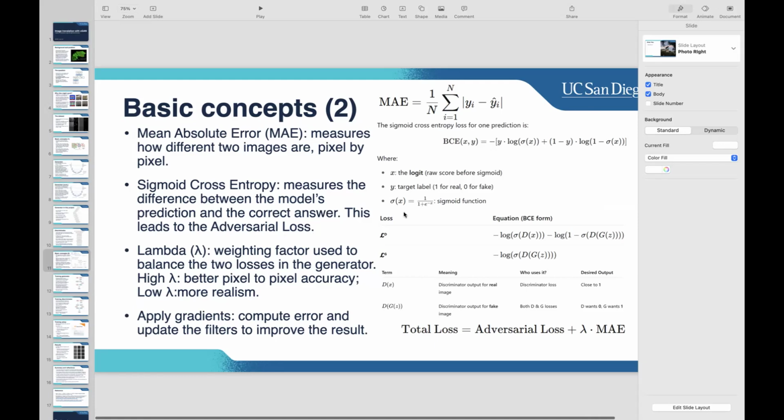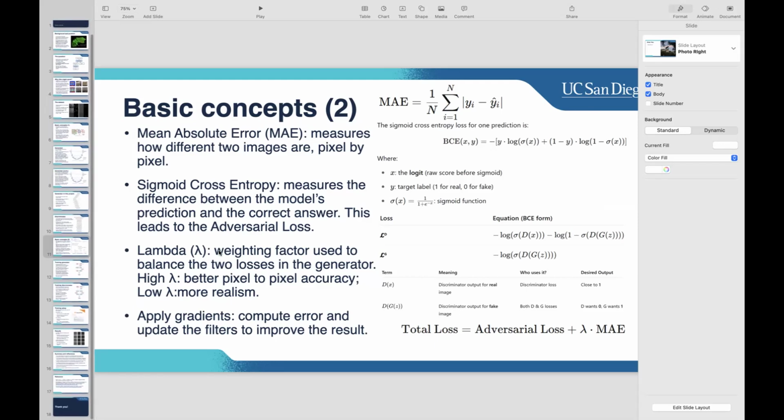So this is a loss function, and this is the function for the sigmoid cross entropy loss. And there's also a parameter called lambda. This is the weighting factor used to balance two losses in the generator. For example, the total loss is defined by this adversarial loss plus lambda times MAE. A high lambda means better pixel accuracy, but maybe at the sacrifice of realism. And a low lambda means realism is more important here.